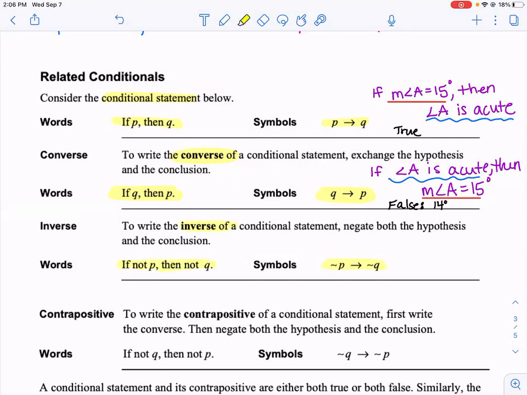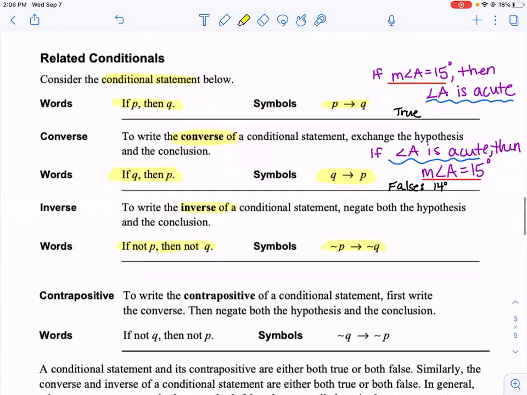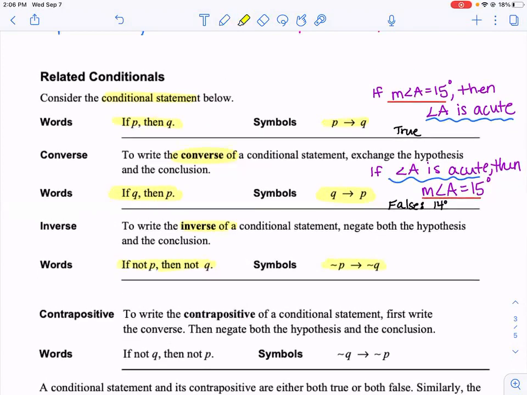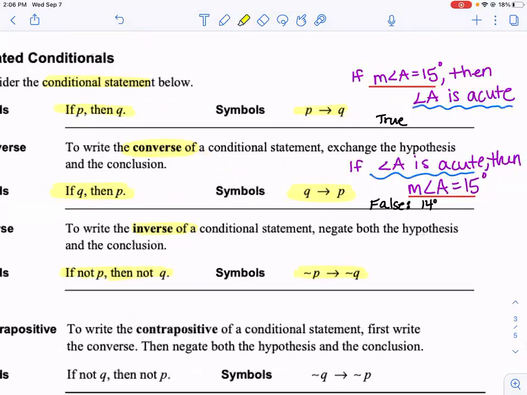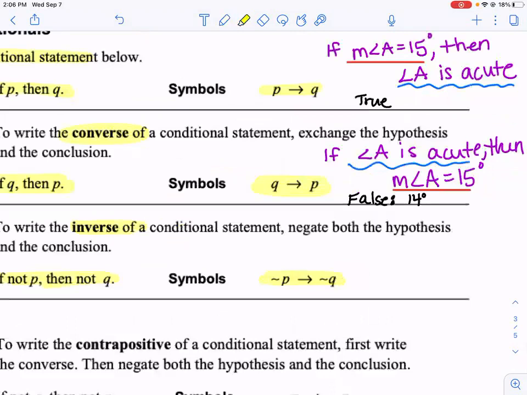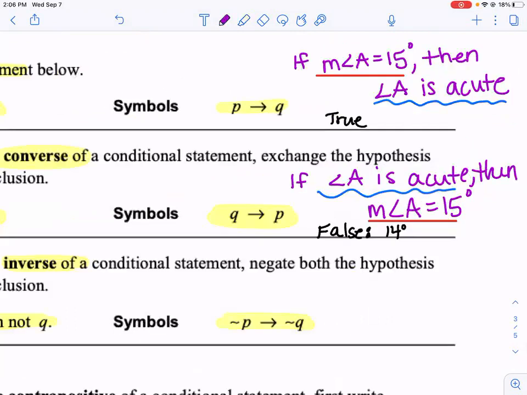Yes. You could have 28.3 degrees if you really wanted to. Okay, so let's talk about how we would write the inverse. Ladies and gentlemen, we're writing the inverse.